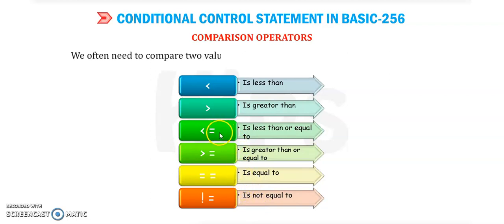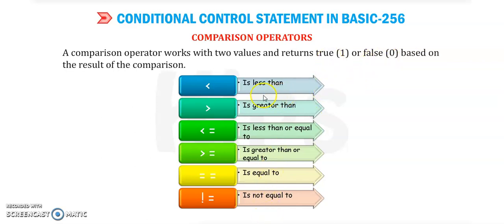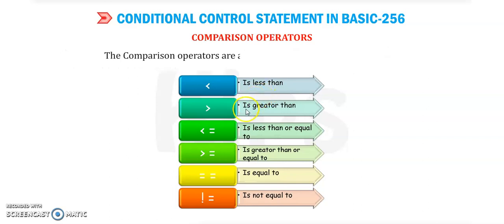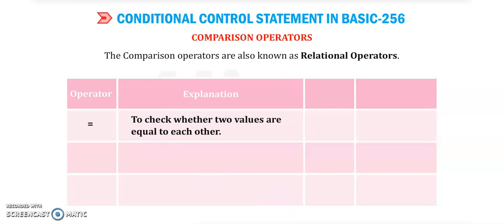We often need to compare two values in a program, which helps us decide what to do. Comparison operators work with two values and return true or false. We will write 1 for true and 0 for false, based on the result of the comparison. The comparison operators are also known as relational operators. I will explain some relational operators with examples.